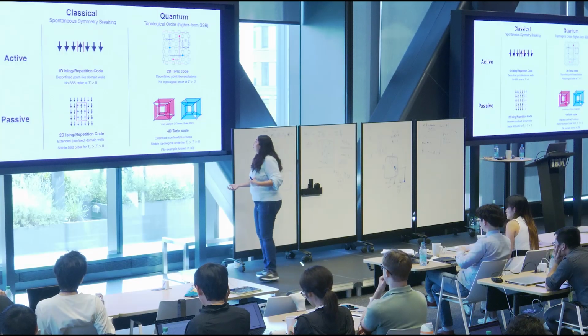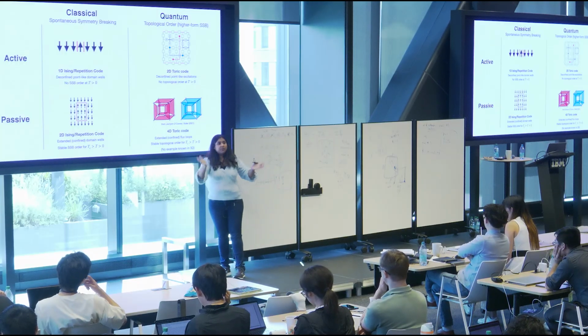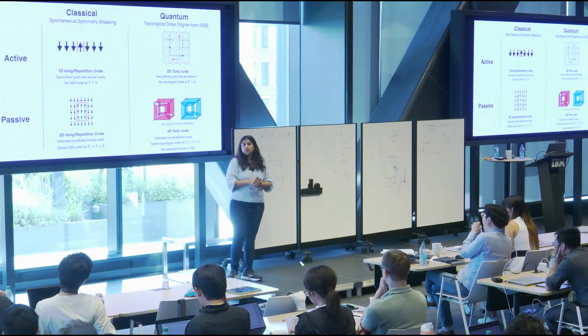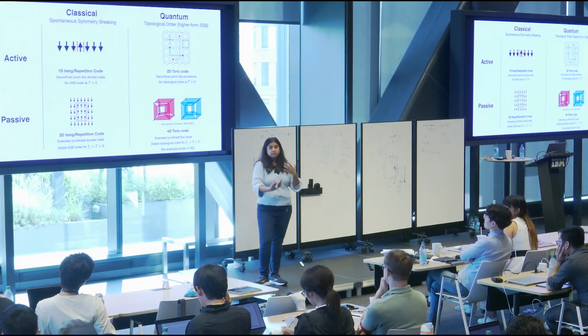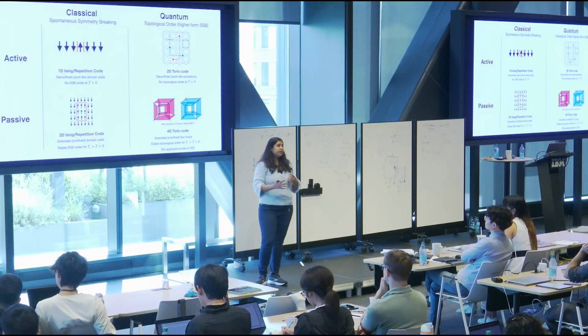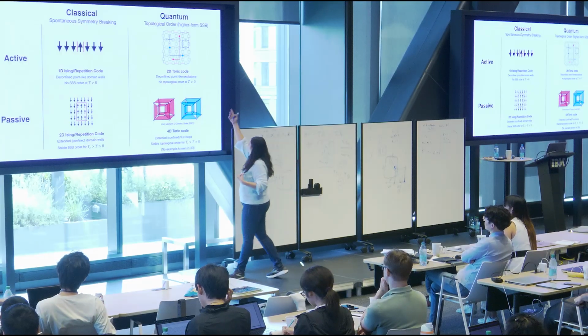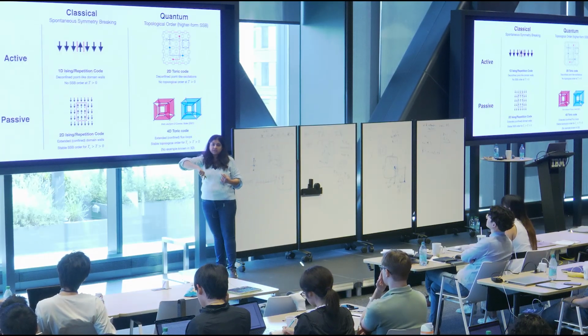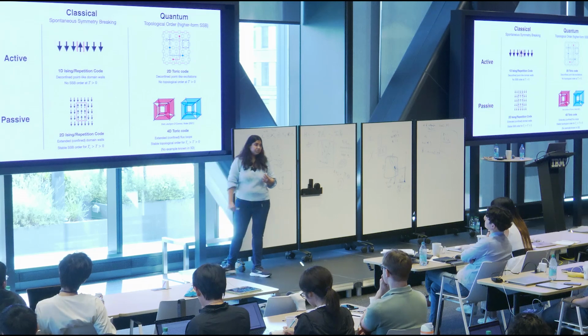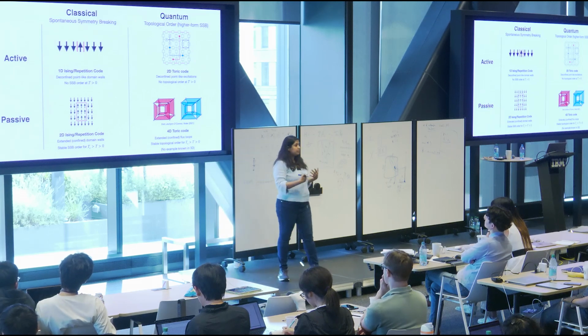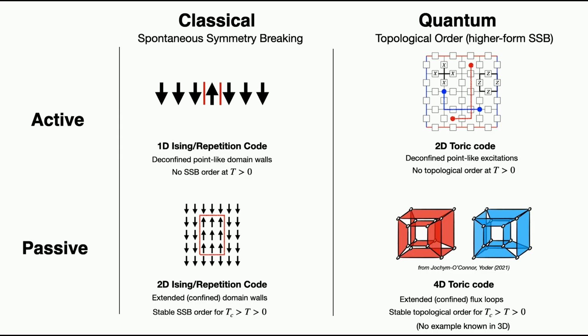On the other hand, if I want my electric and magnetic fluxes to cost some energy, okay, while still maintaining the topological order, the only way that this can be done, so you want to have electric flux loops which cost energy. You want to have magnetic flux loops which cost energy. And in order to do that, you actually need to go to 4 dimensions. Okay? So if you want a passive, stable quantum memory, then the only known example of that which we have is the 4-dimensional toric code.